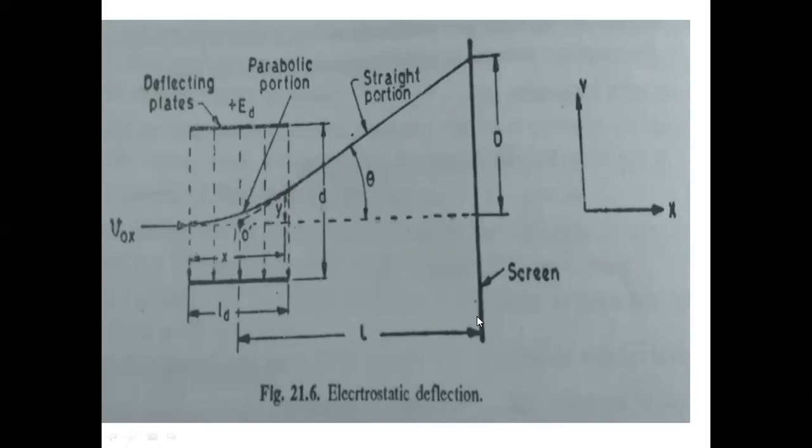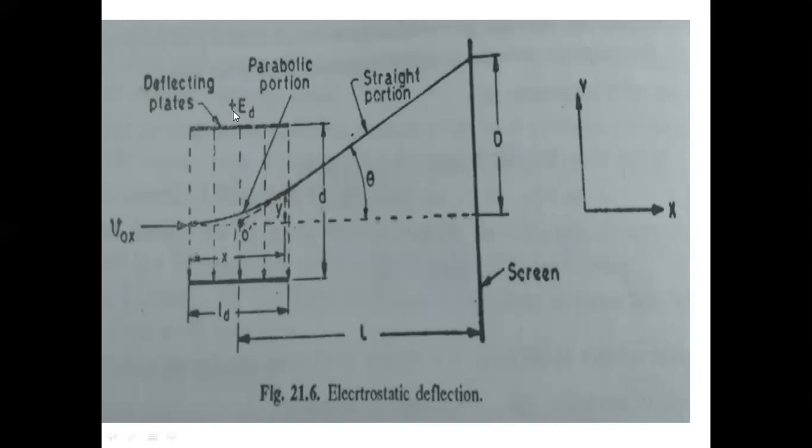This is the screen of the CRT. Here we have to find how much deflection will be possible by the deviation of the electrons. Suppose the electron enters at a certain velocity, and with the application of potential on these deflection plates, how much deviation of the electrons is possible in these plates. If no potential is applied, then what happens? The electrons travel in a straight line.